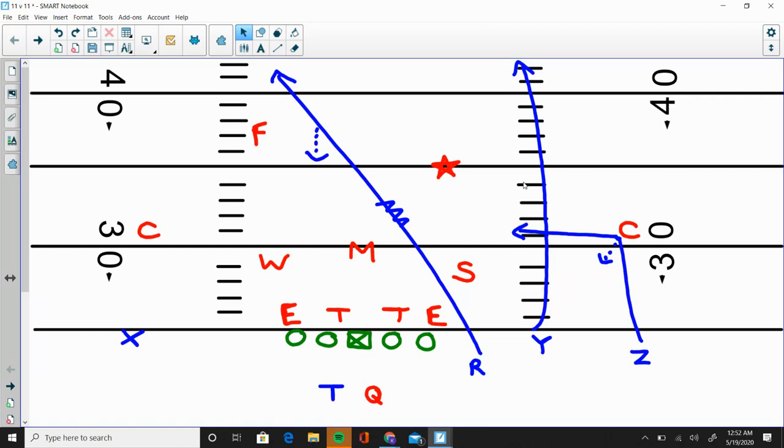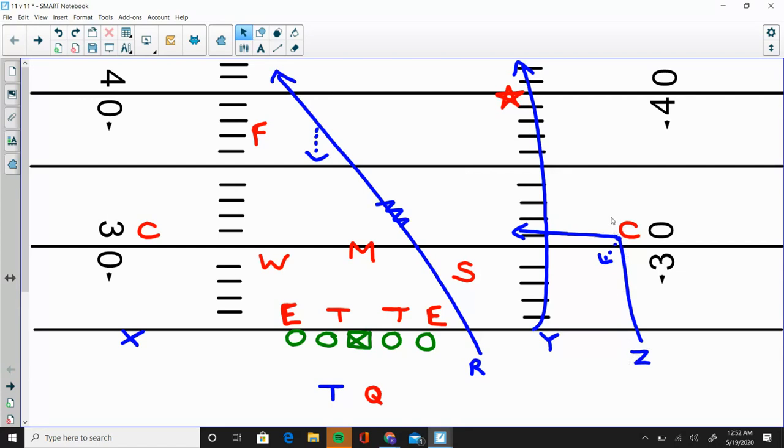So our seam concept now goes over here, and what we've done with this 3-by-1 is really cut the field in half and turn it into a 1 high safety structure for this play again. So the Y is going to have that outside release up the seam, and we're going to expect that strong safety to get up underneath it.